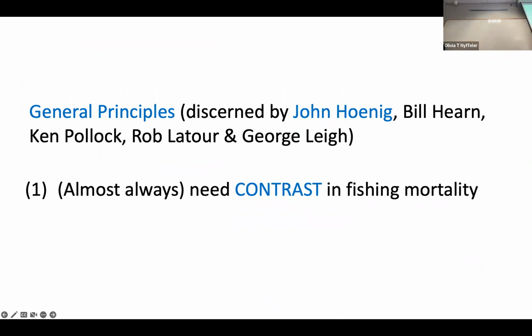So what bothered me was that there was really no guidance as to, well, how do I design a study to estimate natural mortality? I got money, I want to do this, what am I going to do? So I was working over a 20-year period with Bill Hearn from Australia, Ken Pollock from North Carolina, Rob Latour, who was Ken's student and then came to VIMS, and George Lee in Australia. And what we realized is, first of all, you almost always need contrast in fishing mortality if you want to estimate natural mortality rate.